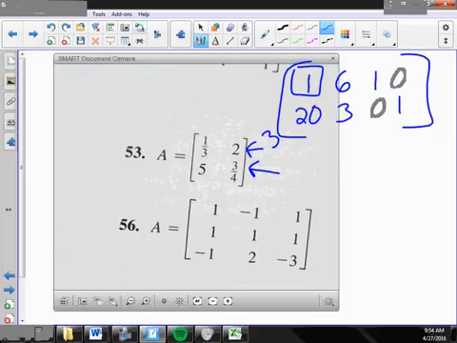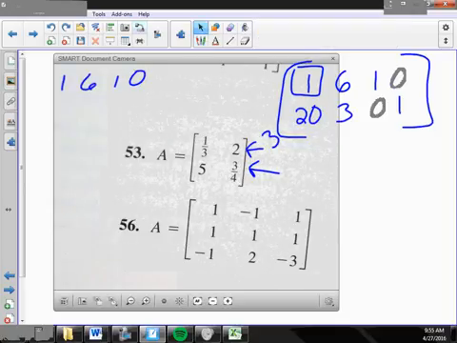So how would I get rid of the 20? Times the top by negative 20, and then combine it with the bottom, and that would clear out the 0 in the 2, 1 position. And then I would get a 1 in the next spot, and use that to clear out the 1 above it. And you may end up with fractions. So it's going to be fun. But the process is exactly the same.